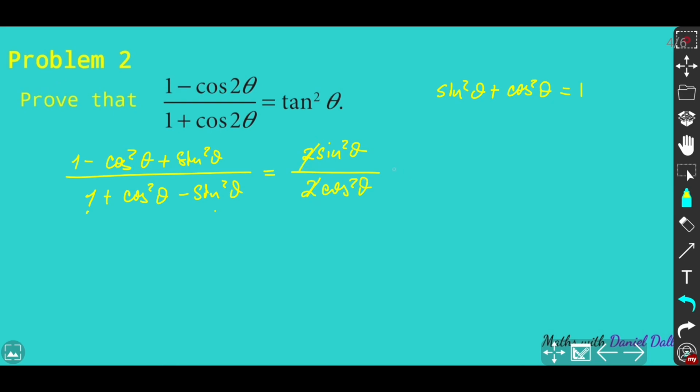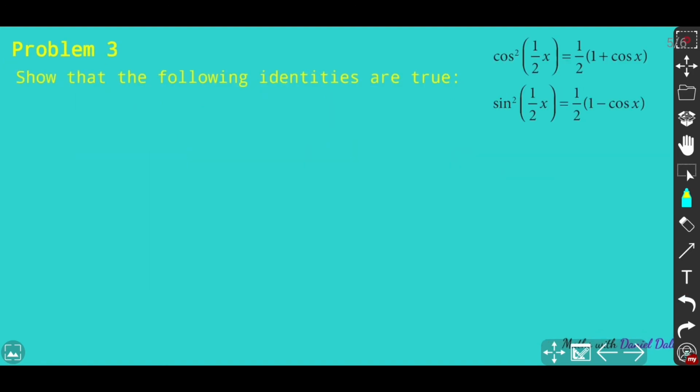2 hopefully cancels, and we're left with sine squared over cosine squared. If you want, you can write it in this way: sine theta over cos theta, and squared. So finally, it's going to be definitely tangent squared by definition, and we proved it because we reached the right side. Okay, so hope you got it, and let's move to the next one.